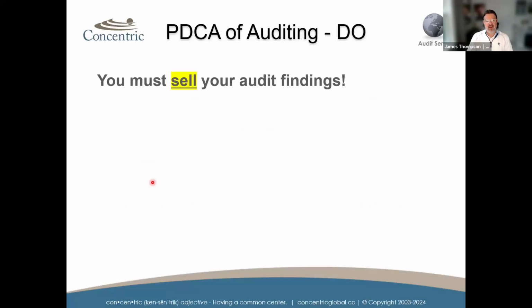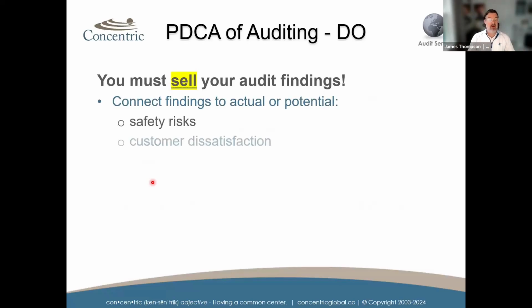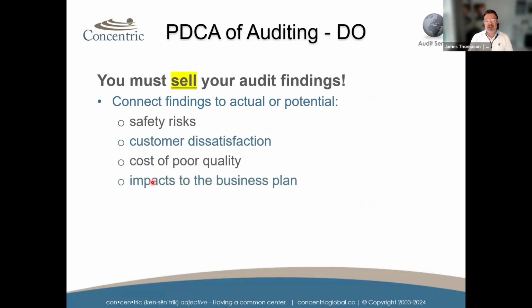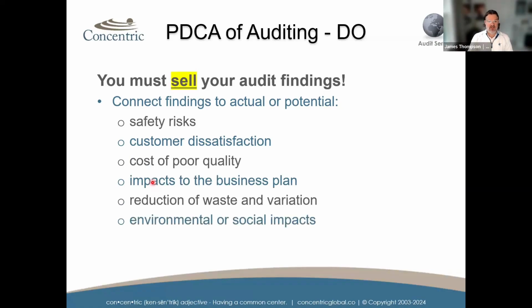You have to sell your audit findings. This is something that a lot of people don't do, and I've been encouraging our students and customers for years to do this, especially if you're an internal auditor. You got a finding, but you have to connect that to something. You've got to connect your finding to actual or potential safety risk, customer dissatisfaction, cost of poor quality, impacts to the business plan, a reduction in waste and variation, environmental and social impacts.